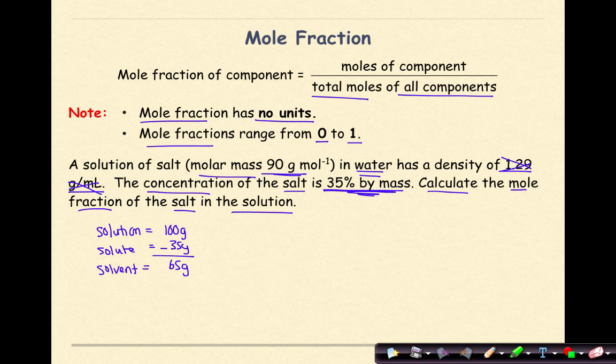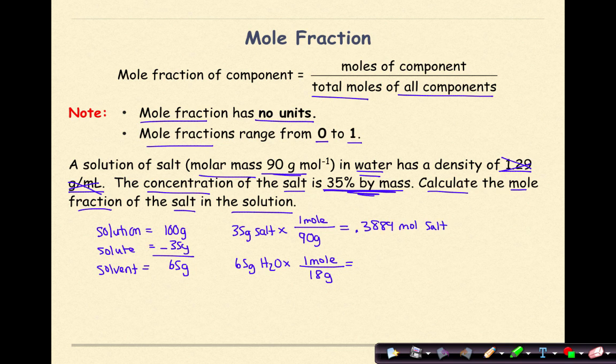So the next thing that I'm going to do is convert each of these to moles. So 35 grams of my salt. They tell me that for every 1 mole of this particular salt, that's going to be 90 grams. And then I have 65 grams of water times 1 mole. And I know that the gram formula mass of water is 18 grams per 1 mole. So 35 times 1 divided by 90 is going to be 0.3889 moles of salt.